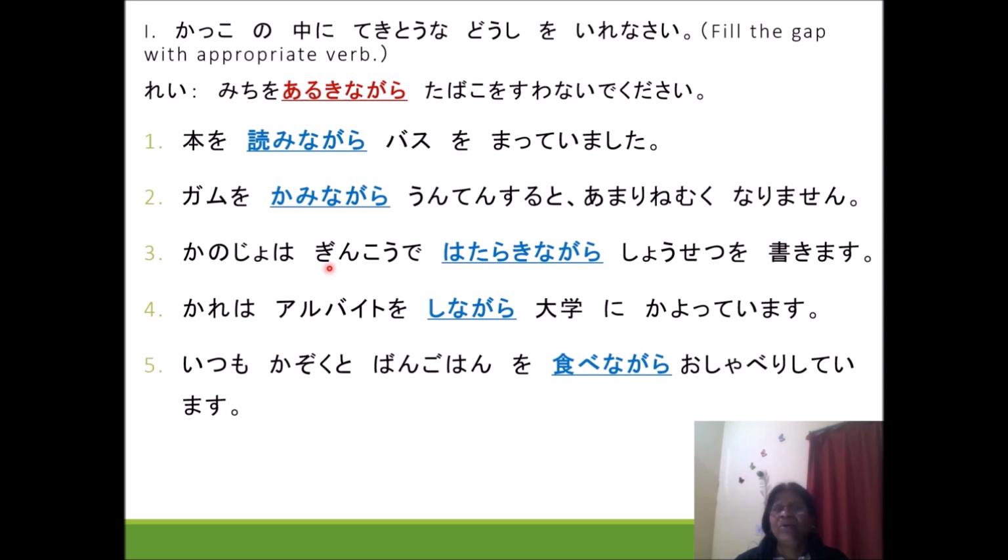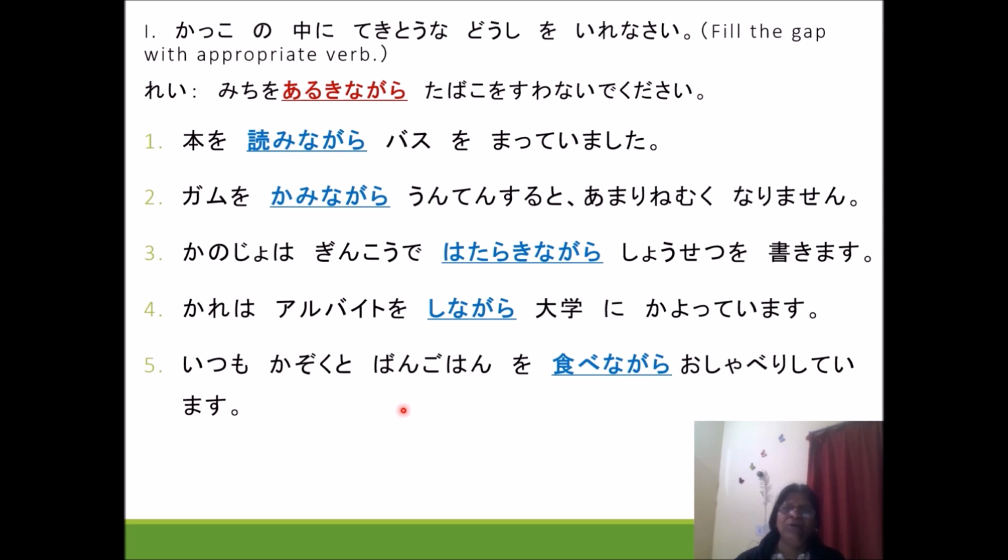Next, sanban, kanojo wa ginko de hataraki nagara shousetsu o kakimasu. While working in a bank, she writes a novel. So hatarakimasu, hataraki nagara. Yonban, kare wa arubaito o shi nagara daigaku ni kayotte imasu. Daigaku ni kayotte imasu means going to university, means studying in a university. While he is studying in a university, he is doing a part-time job. Arubaito means part-time job. Shimasu, shi nagara. Goban, itsumo kazoku to ban gohan o tabe nagara terebi o mite imasu.